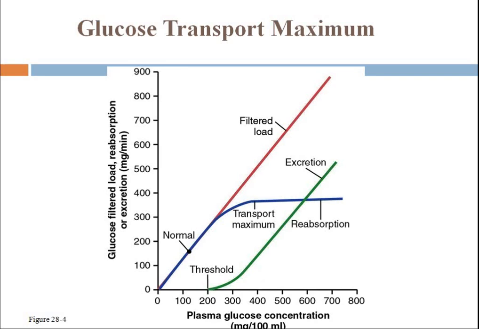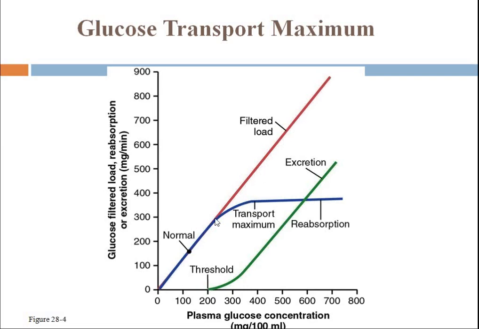Now this graph represents three processes. First of all, see the x-axis. What we see here is the plasma glucose concentration. I have taken the example of glucose because that is most important in the function of the body. So plasma glucose concentration is depicted on the x-axis, you can see. And on the y-axis, first of all, we'll consider the red graph, which is showing glucose filtered load.